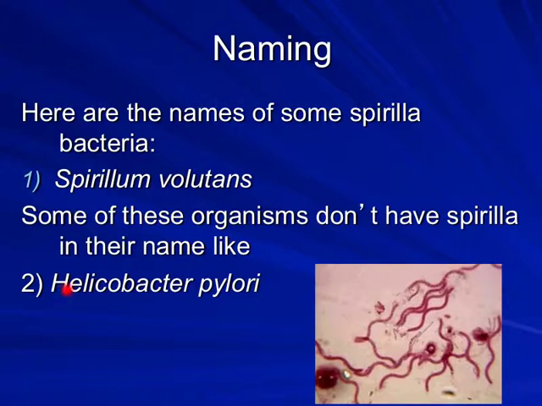Now, helico comes from the word helix, which is a spiral shape. You may have heard of the double helix in DNA. So it kind of looks like a double helix. That's what DNA kind of looks like, right, like that. Anyway, so Helicobacter pylori actually does have spiral shape in it. It's just a different way of saying it.